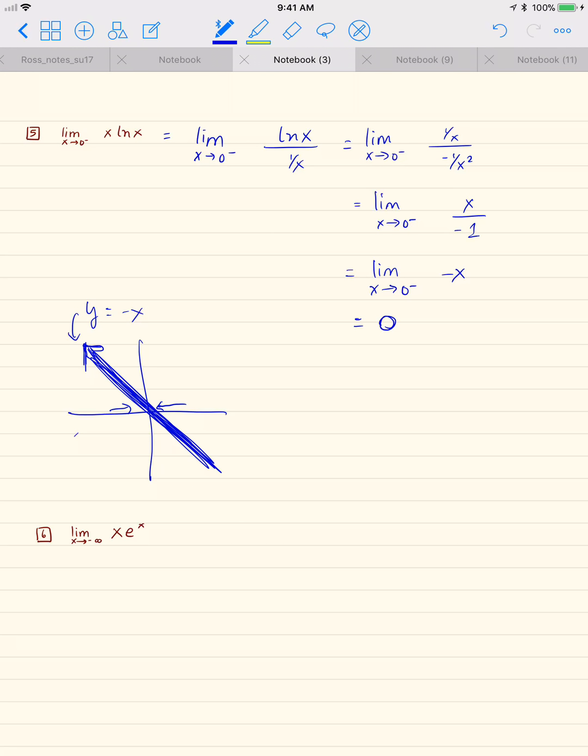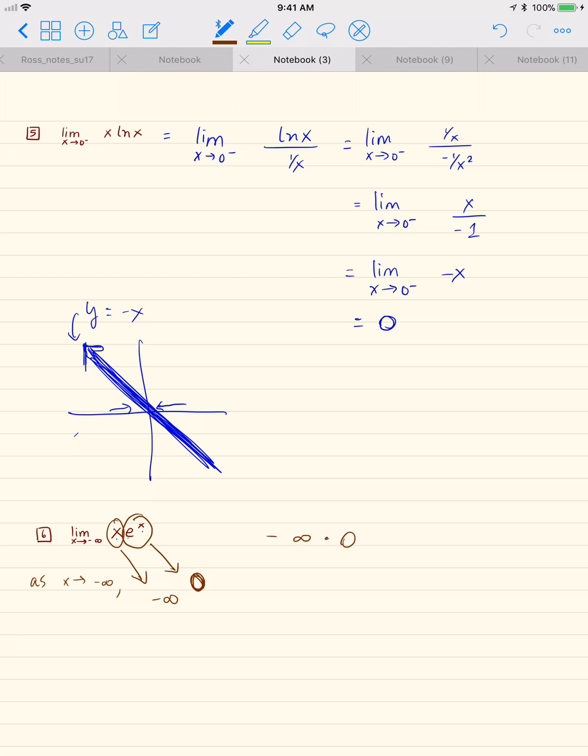Limit as x approaches negative infinity of x e to the negative x. So now, as x approaches negative infinity, what's going to happen to x? x is going to approach negative infinity. e to the x is going to approach 0. So remember your graph of e to the x looks like this, right? And as x is approaching negative infinity, e to the x is approaching 0. My indeterminate form is negative infinity times 0, right? So I've got this form, negative infinity times 0.